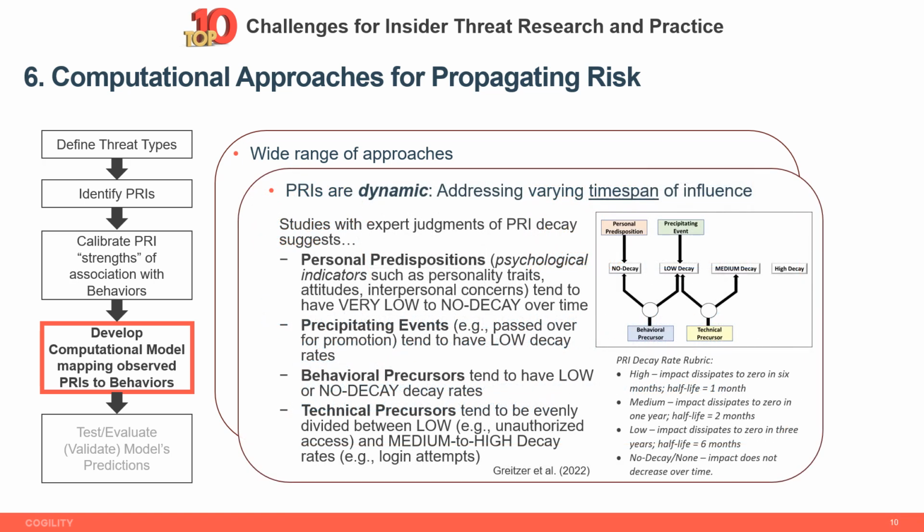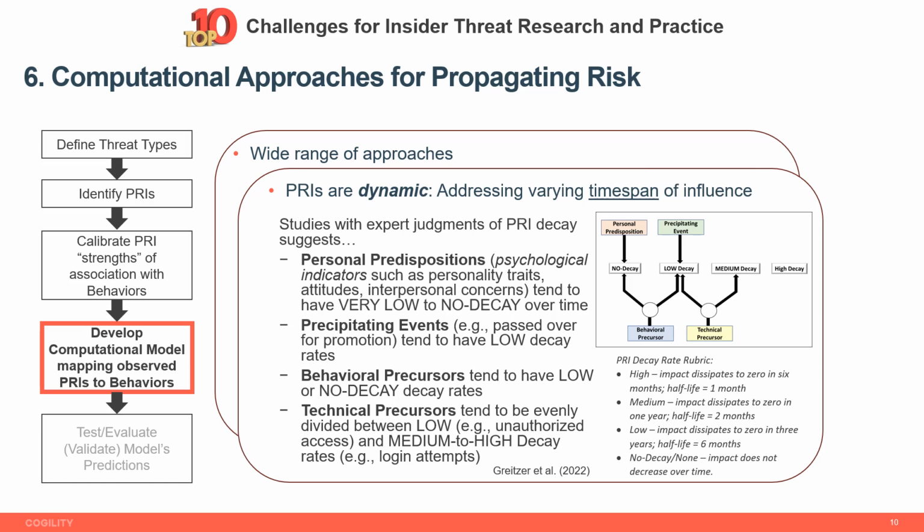Our research suggests that insider threat indicators have dynamic properties that are not addressed by simple computational models. First, expert judgment studies tell us that there are different time spans over which PRIs influence judgments of risk. If I told you that someone exhibited a series of failed login attempts, say 4 months ago, with no other issues after that, this would probably not lead you to act.